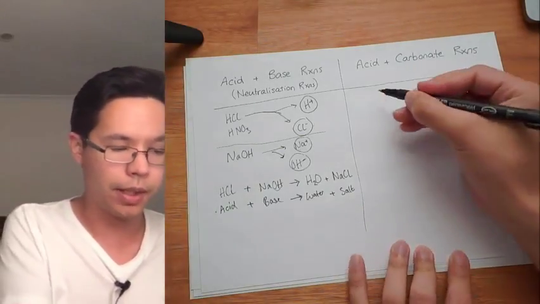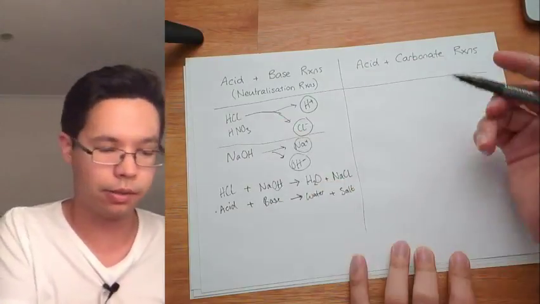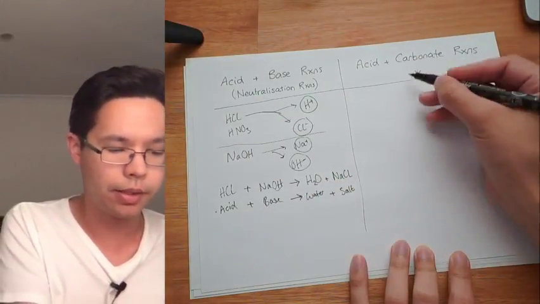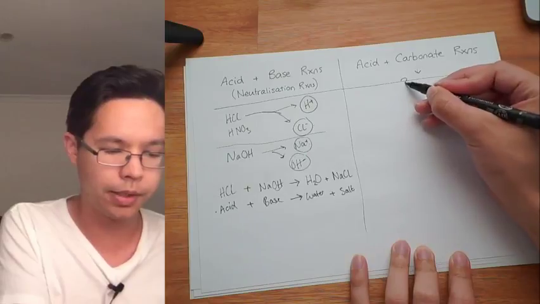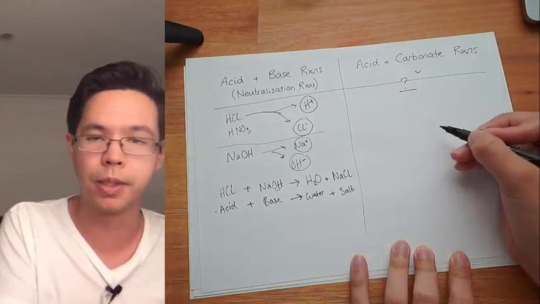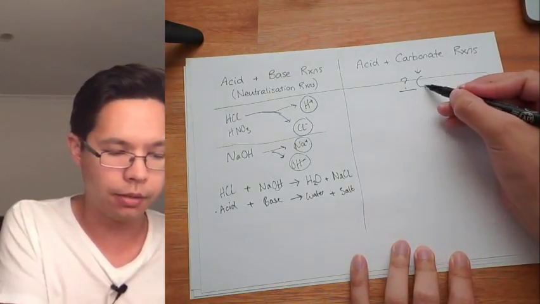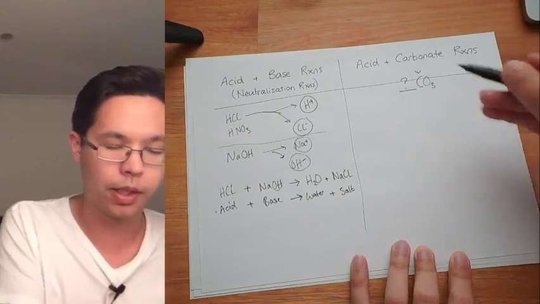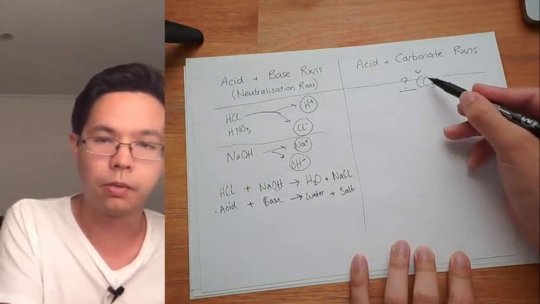For acid carbonate, well, I've already defined what an acid is. Let's look at what carbonate is. A carbonate is any compound, so usually there's a front half to the formula, and then on the end of it you'll find this part. This part here is called a carbonate ion.